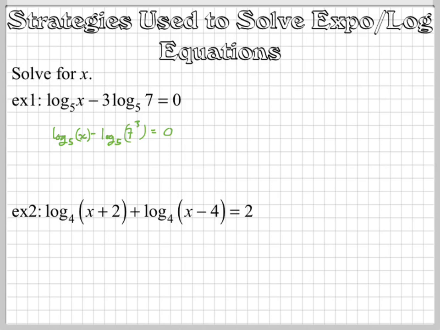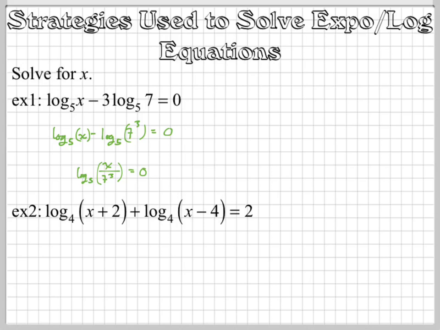Notice I put the parentheses. You don't need them, but I like putting them there, especially when you're learning this for the first time. We have log base 5. Now which one goes on top, the x or the 7 to the 3rd? The x, because it was first. If you were to read this, it is first. So we have x divided by 7 raised to the 3rd. That's inside your logarithm, and that equals 0.